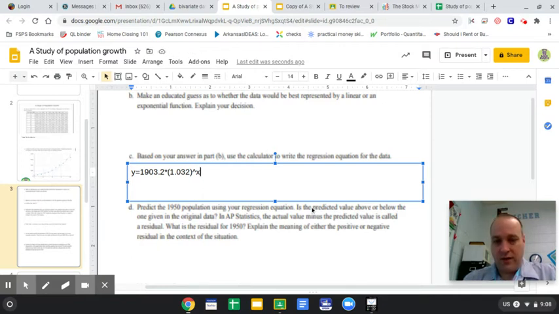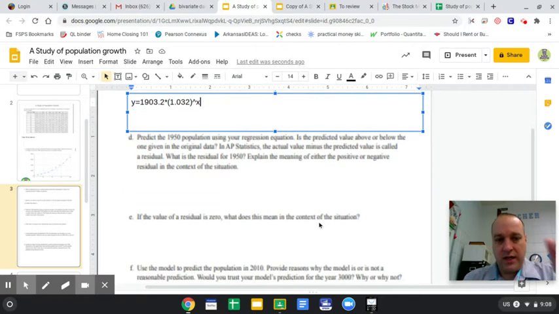Okay, so on the next question, it says predict the 1950 population using your regression equation. So if yours was linear, you wouldn't have it looking like this. It would look y equals mx plus b, just like we did on the last 2 worksheets. All right, so on this one, predict the 1950 population using your regression equation. So 1950 would be 50. So what I would do is right here in place of x in my calculator, I would put 50.